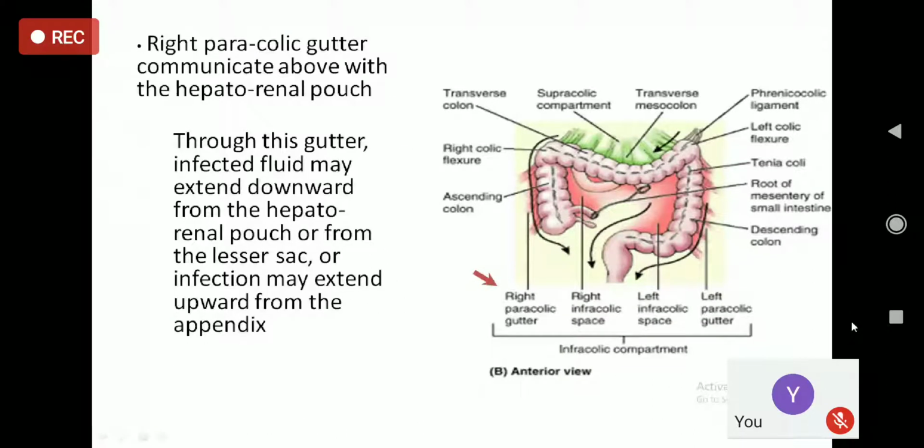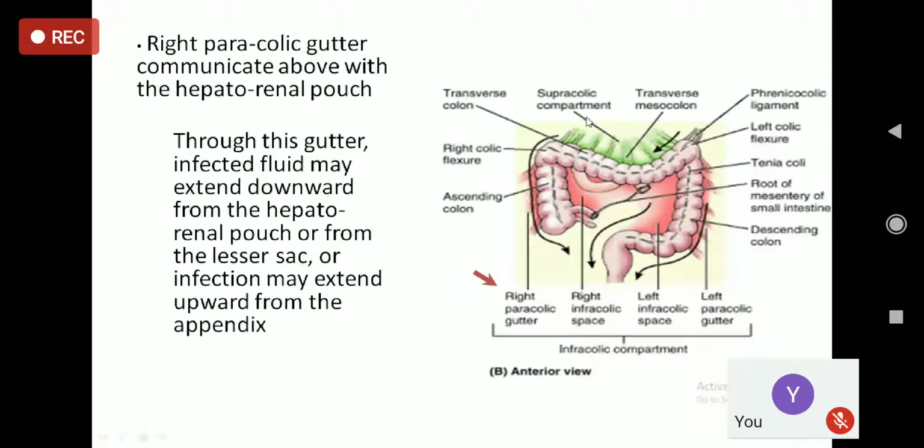The right paracolic gutter communicates above with the hepatorenal pouch of Morison. We will discuss it in detail in later classes, but here we can see the communication between the right paracolic gutter, the pelvic cavity, and the hepatorenal pouch of Morison. So if there is any infection in the supracolic compartment, it can communicate to the pelvic cavity, and similarly, if there is any infection in the pelvic cavity, it can easily communicate to the hepatorenal pouch of Morison.